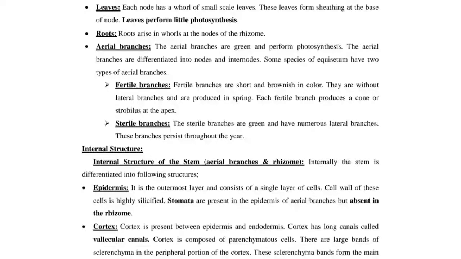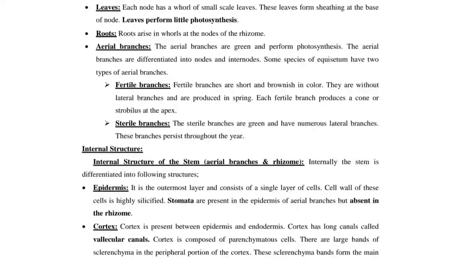Some species of Equisetum have two types of aerial branches. Fertile branches. Fertile branches are short and brownish in color. They are without lateral branches and are produced in spring. Each fertile branch produces a cone or strobilus at the apex. Sterile branches. The sterile branches are green and have numerous lateral branches. These branches persist throughout the year.